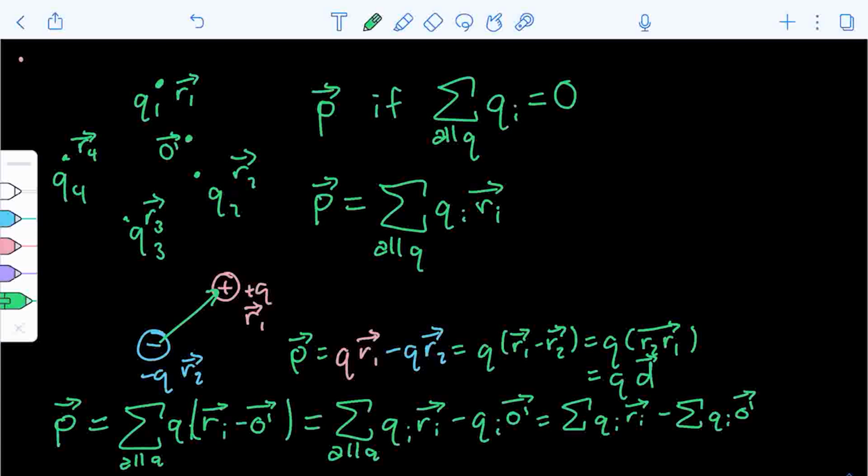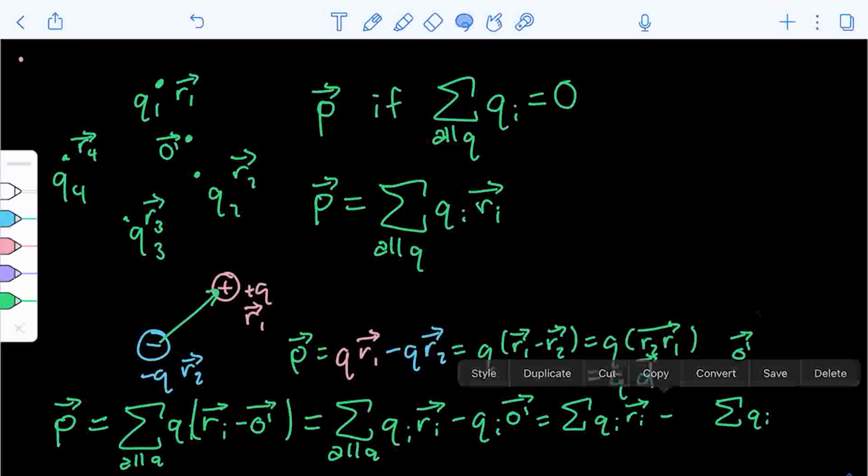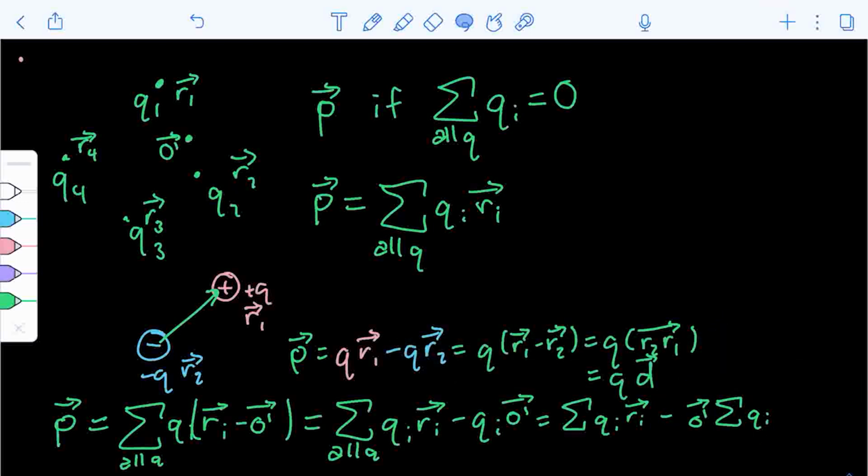And then by the distributive property, we can actually just take this and pull it out of the summation. Okay, oops, didn't mean to steal that. And then this section is just 0, because we have that the sum of all the charges is 0. So then this term ultimately just ends up being 0, and we can safely ignore it. So we get back out our original p. So, regardless of what origin you choose, you will end up with the same electric dipole moment.